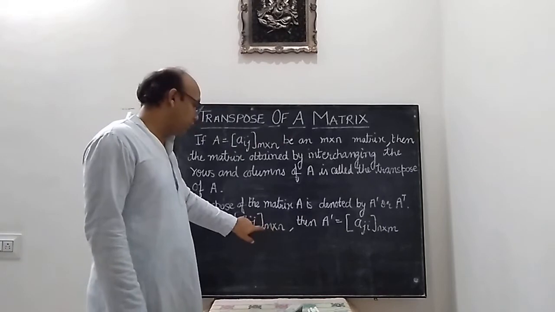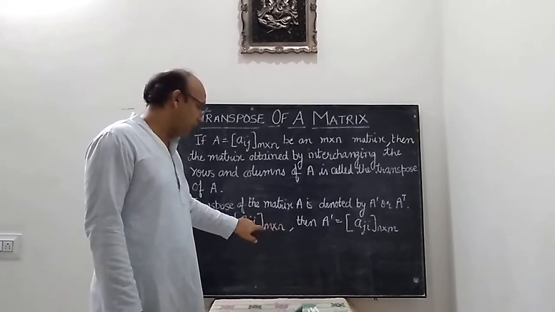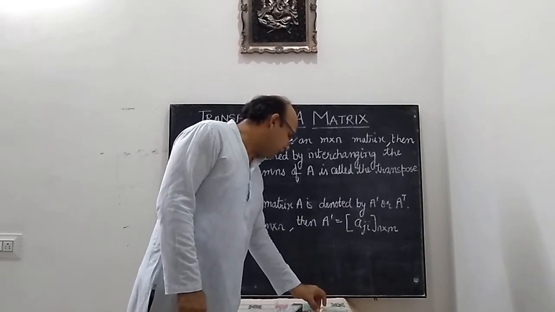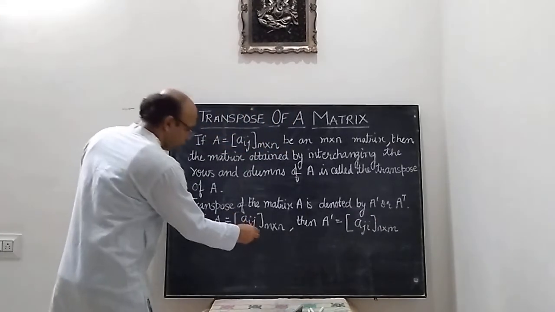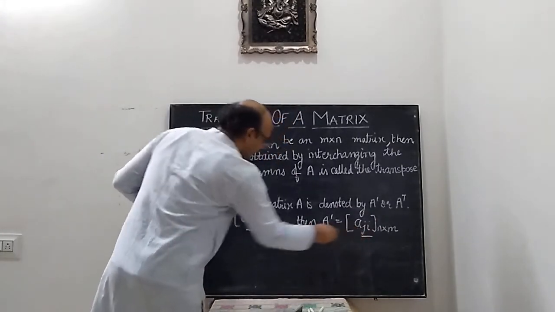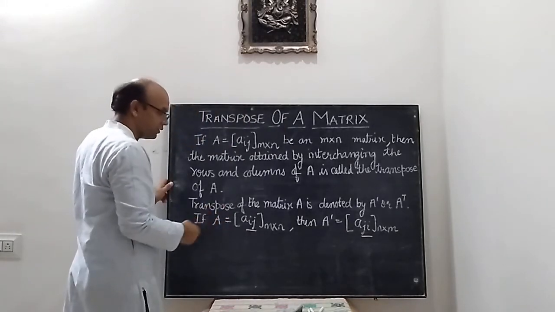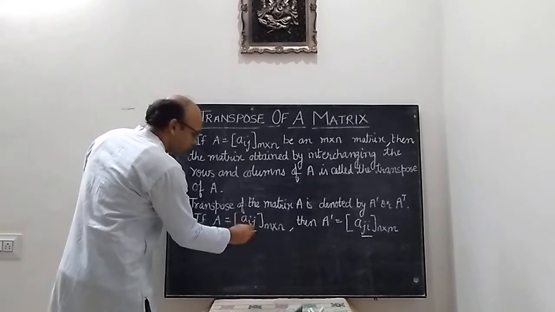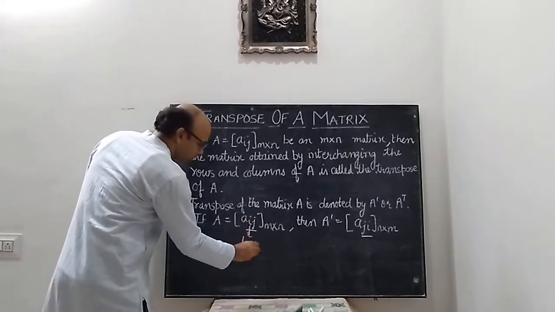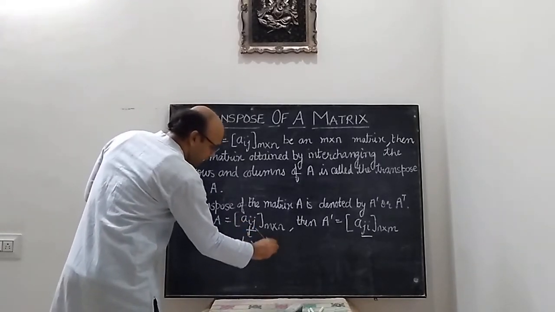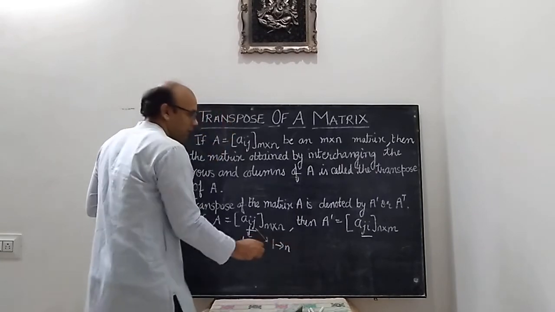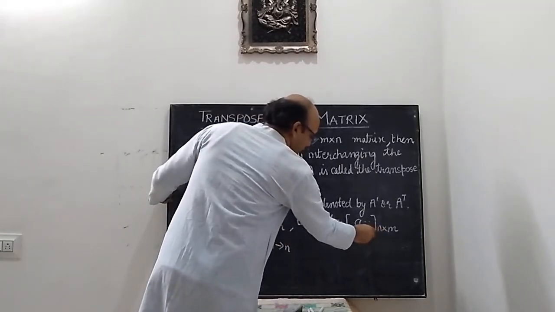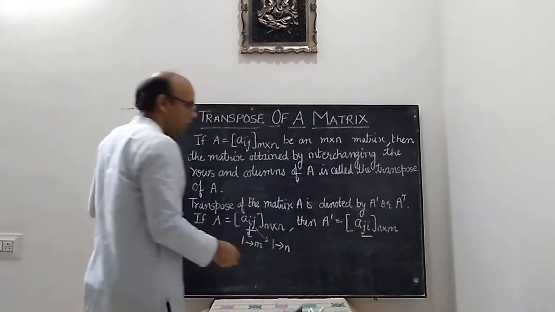The order is reversed. If it is m cross n, it will now be n cross m, and Aij will now become Aji. They will interchange. The rows will be interchanged. The range of i is from 1 to m, and the range of j is 1 to n. That is being followed over here.